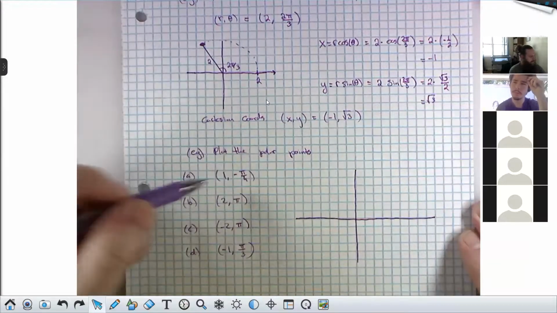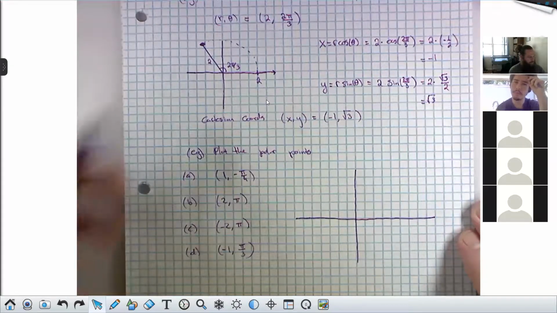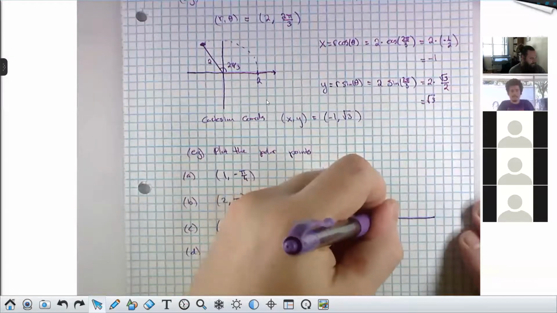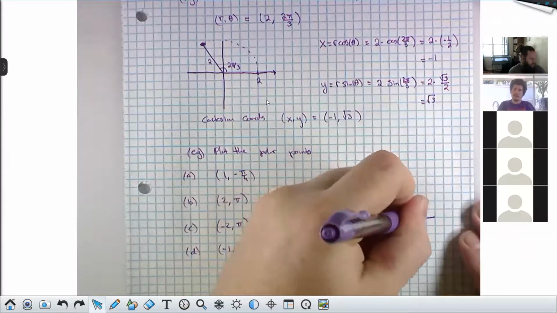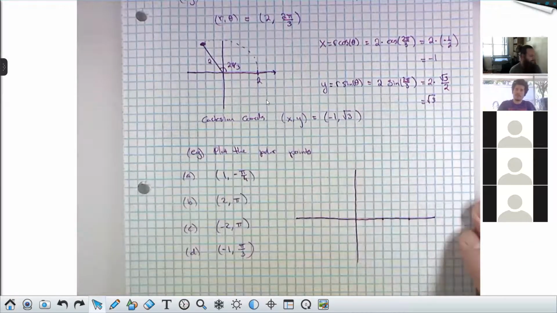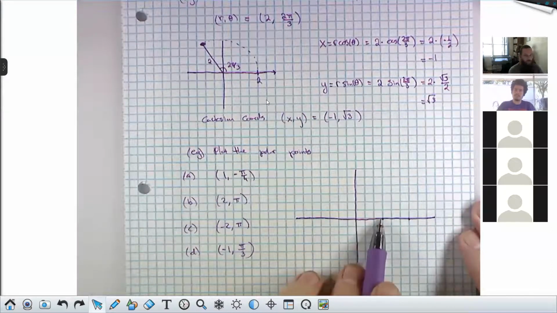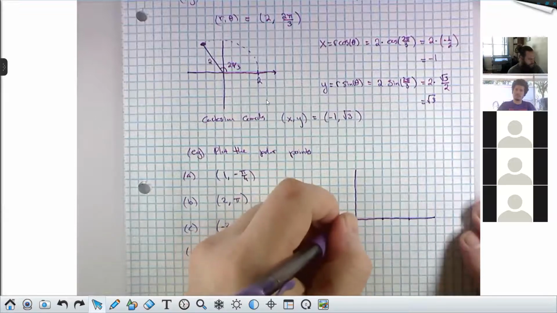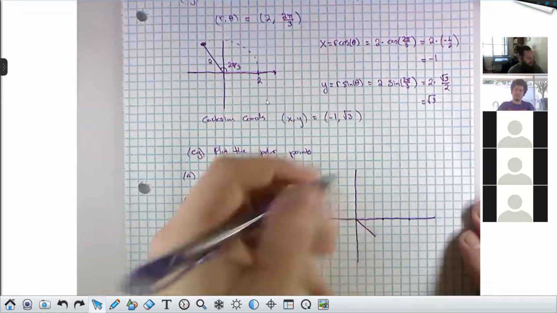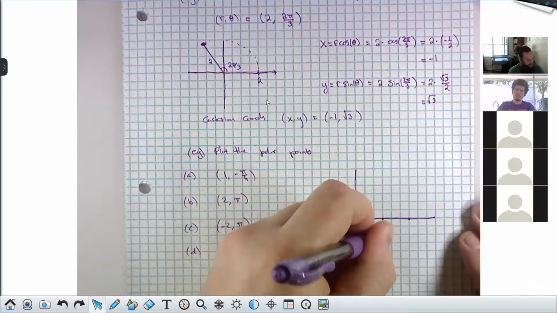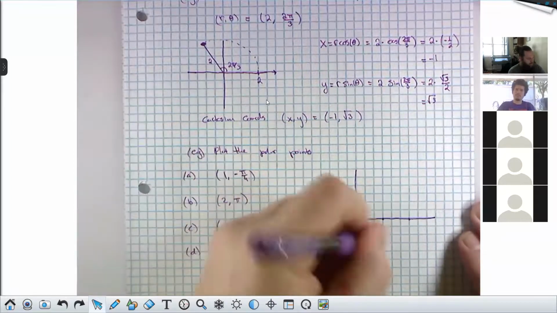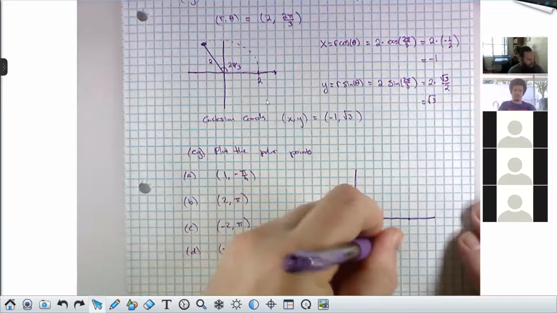All right. To get to 1 comma negative pi over 4, I'm going to mark this as 1 and this as 2. To get to 1 comma negative pi over 4, I walk out 1 along my polar axis, and then I rotate down by negative pi over 4. So that's going to land me right about here. This is 1 comma negative pi over 4.